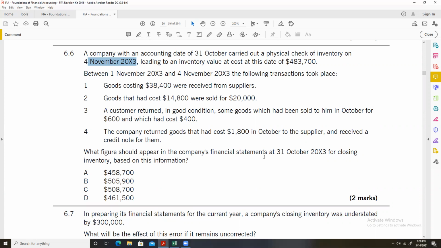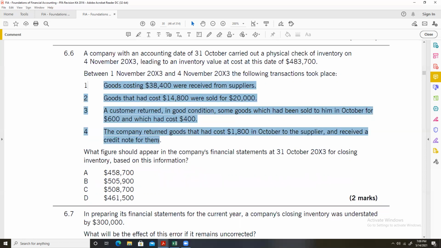What figure should appear in the company's financial statement at 31st October 2003 for closing inventory based on this information? Now, we are given a company with an accounting date of 30th October that carried out a physical check of inventory on, when did the company carry out the physical check? On 4th November 2003. But we are required to calculate the value of inventory on 31st October 2003. And the following transactions took place between these two dates.